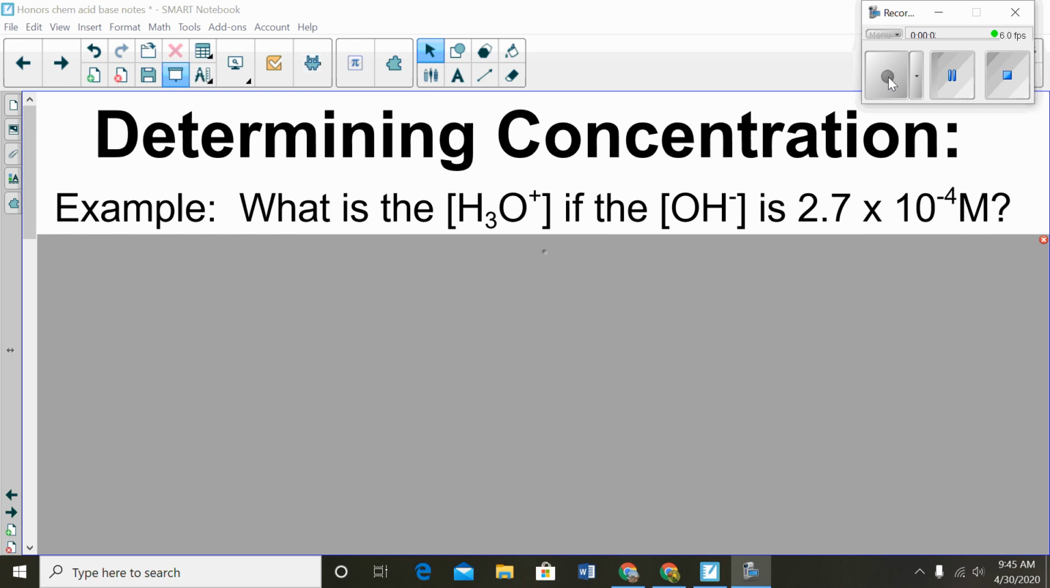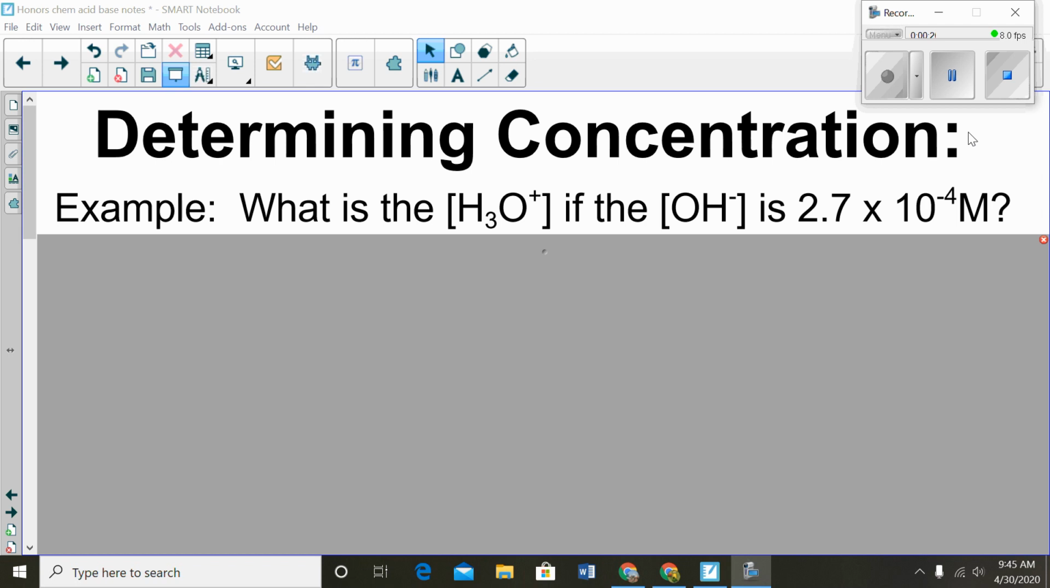This is chemistry, continuing our discussion on equilibrium. So here I'd like to show you how to determine concentration. So let's take a look at the first example. It says, what is the concentration of H3O plus or hydronium if the concentration of OH minus or hydroxide is 2.7 times 10 to the minus fourth molarity?